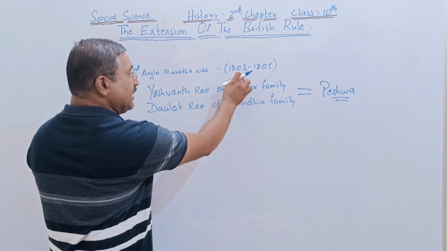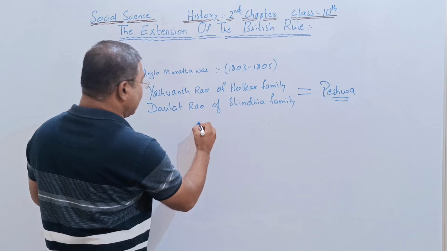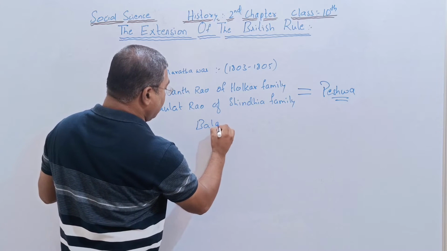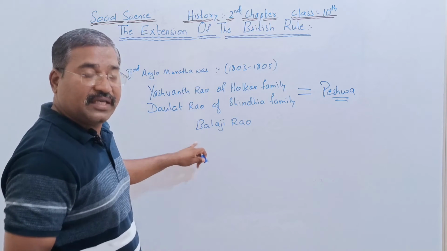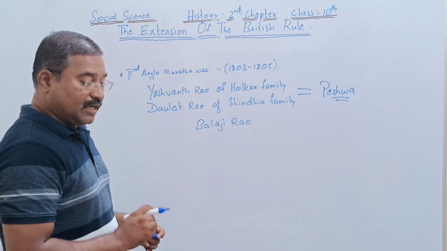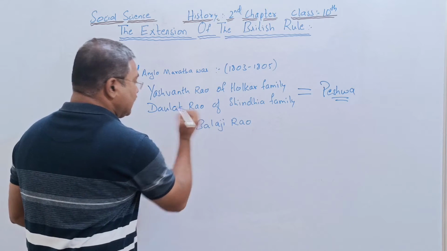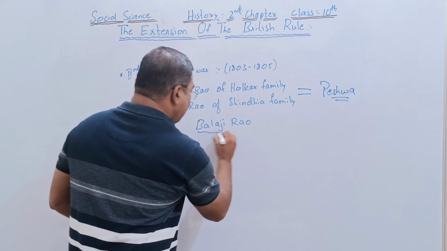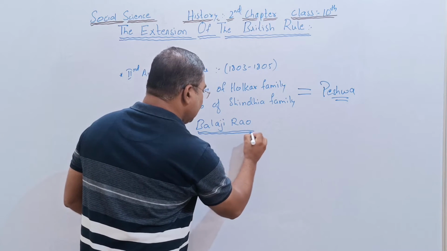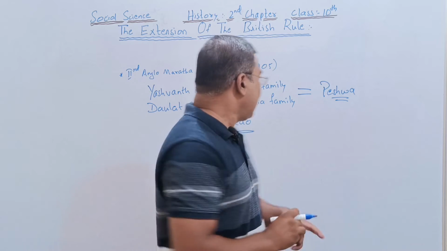Okay, in this 18th century there is a new Peshwa here, and this new Peshwa is called Balaji Rao. Who is this new Peshwa? He is Balaji Rao, the new Peshwa during this time. Okay, in the 18th century we are talking. Now, Balaji Rao was doing his duty. There is no problem.